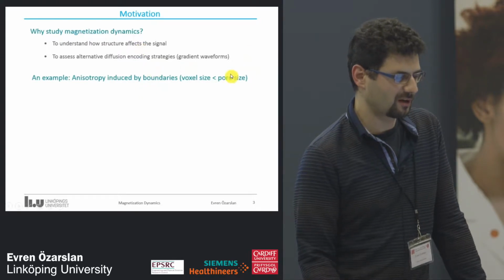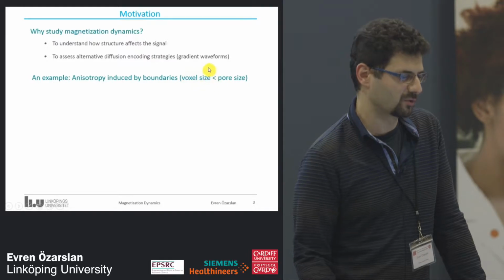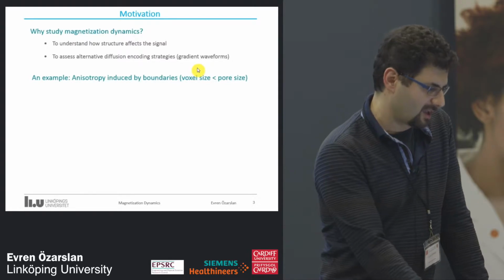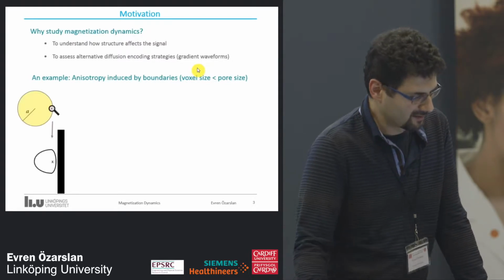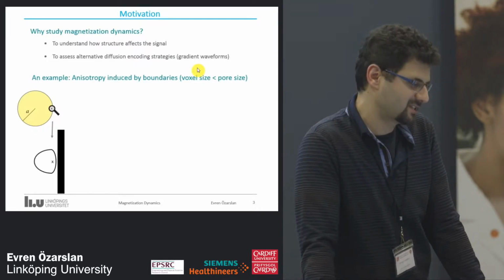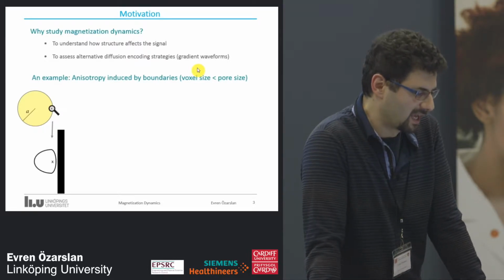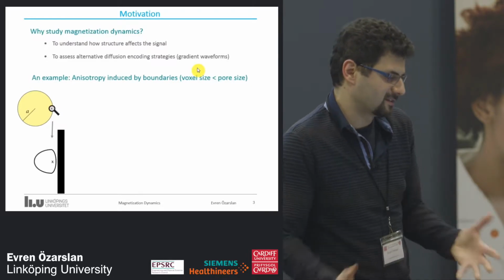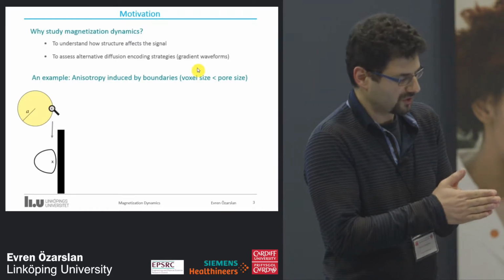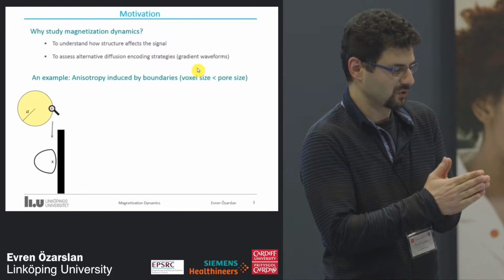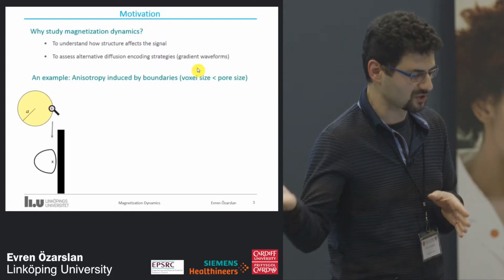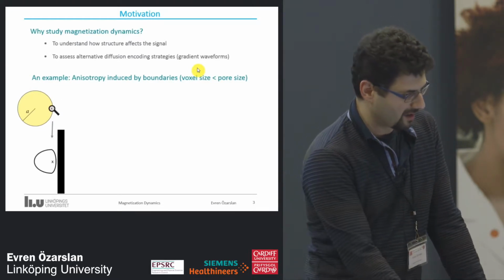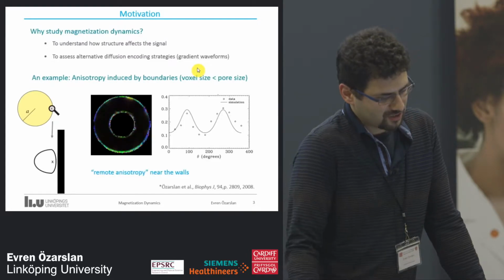And this is kind of an unusual regime where the voxel size is actually smaller than the pore size. And in this case, you can kind of envision that the effects of boundaries will have some influence on how the magnetization evolves. And this is due to the fact that the spins near the boundary of the wall are able to diffuse to the left in this diagram, but not towards the right. So there will be kind of a bias, a local character of diffusion. And this is reflected in the magnetization.